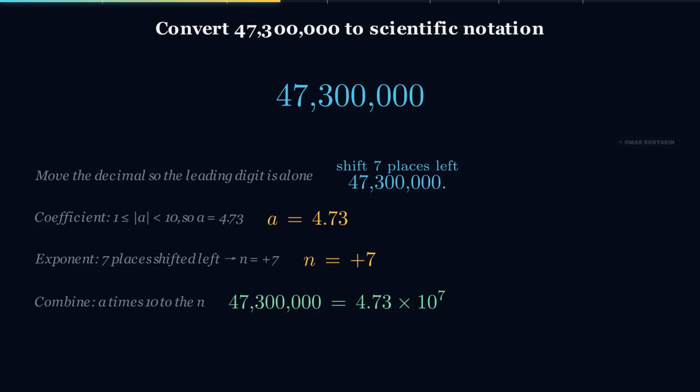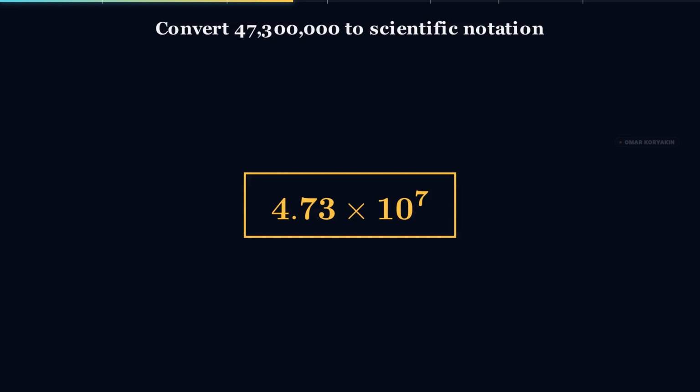Step 4. Combine into scientific notation form. 47,300,000 equals 4.73 times 10 to the 7th. The two expressions evaluate to the same number, but the second is far easier to multiply, divide, or compare against other large numbers. So the answer in scientific notation is 4.73 times 10 to the 7th.